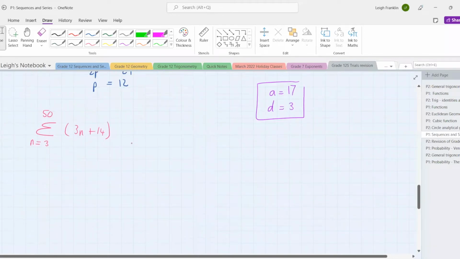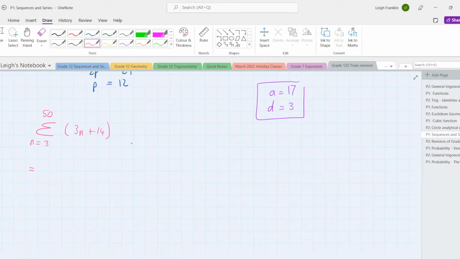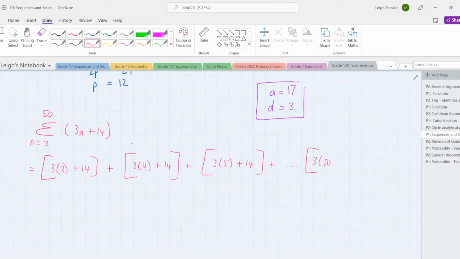Okay, so now we're not going to get any marks for this, but we've got to work out what the first 3 terms of the pattern are at the very least. So for the first term, we're going to sub in 3 first of all. And then for our second term, we're now going to sub in 4. And then for our third term, we're now going to sub in 5. And then to get the last term in the pattern, we would have subbed in 50.